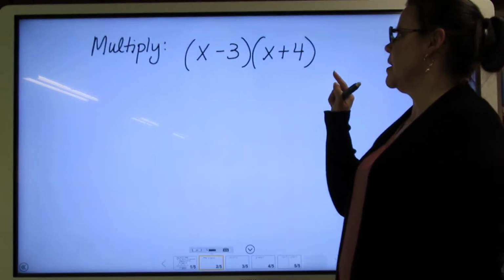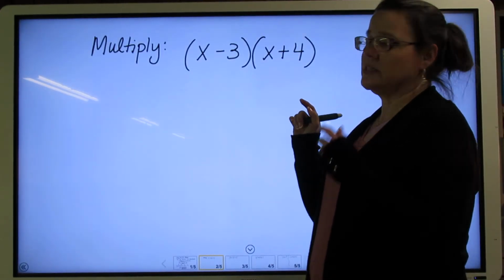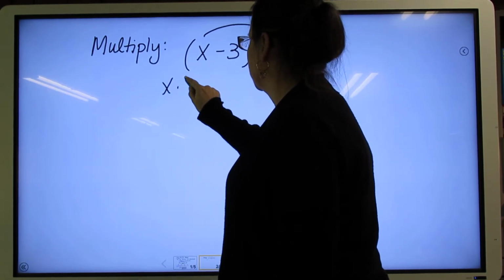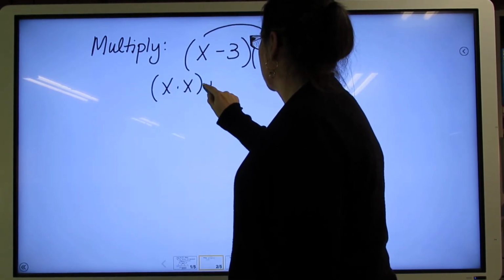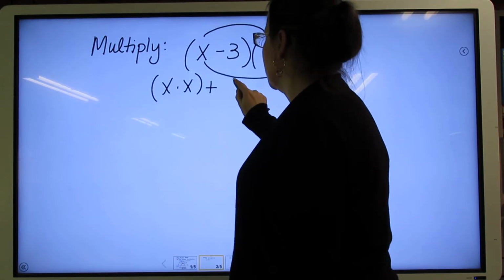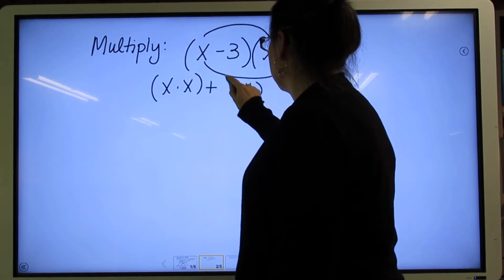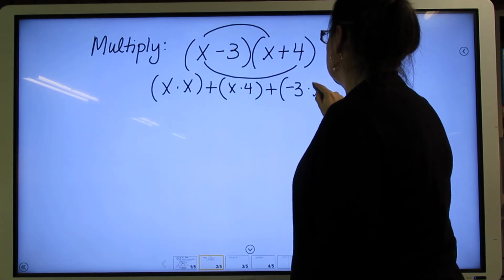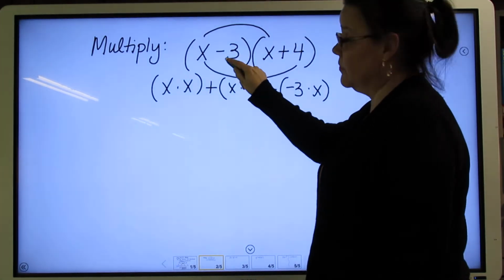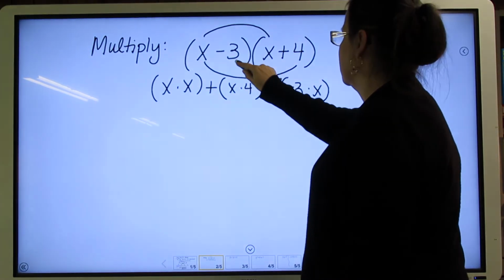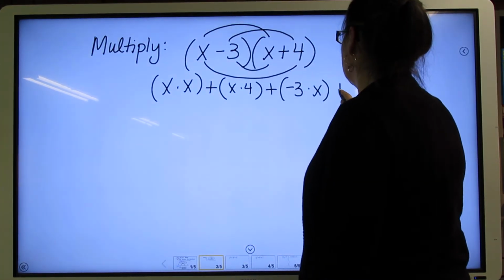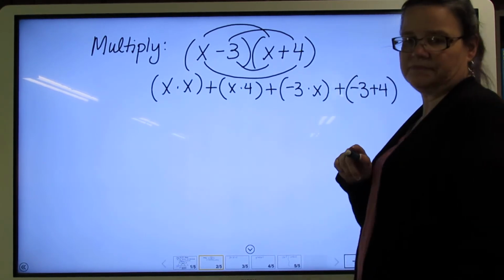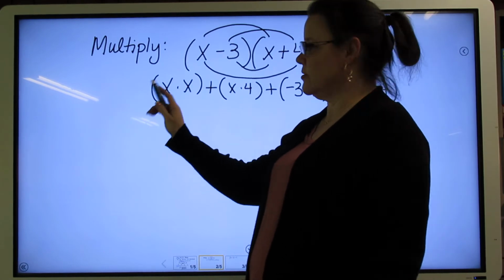Multiply x minus 3 times x plus 4. So x times x. X times 4. Negative 3 times x. Take that sign with it. Don't forget the sign. It's very important. And negative 3 plus 4. Now do your multiplication.